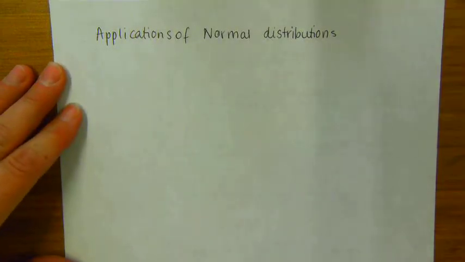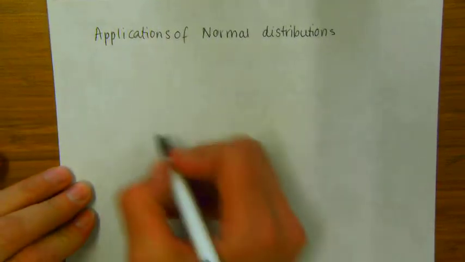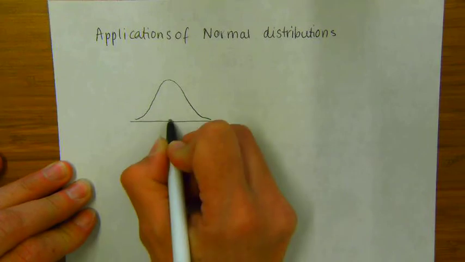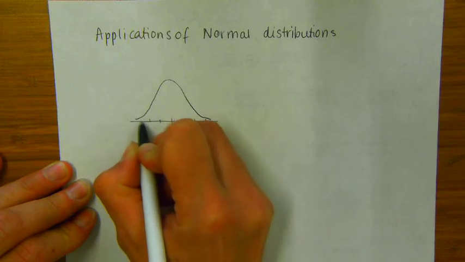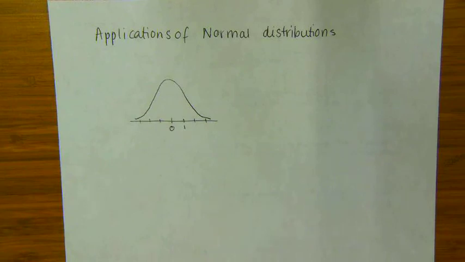Hello, today we're going to talk about some applications of normal distributions. So far, we have looked at the standard normal distribution, which is a normal curve with a mean of 0 and a standard deviation of 1. So we can use our calculations to find areas and z-scores the same way with a normal distribution that is not a standard normal distribution, meaning we don't have a mean of 0 and we don't have a standard deviation of 1.